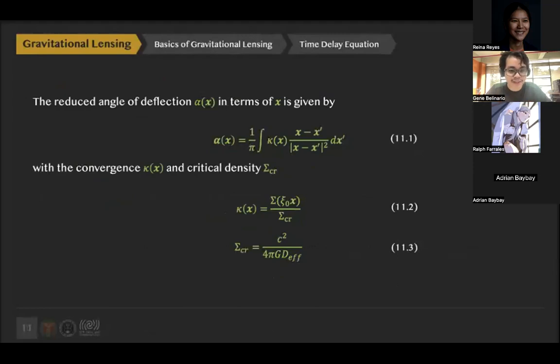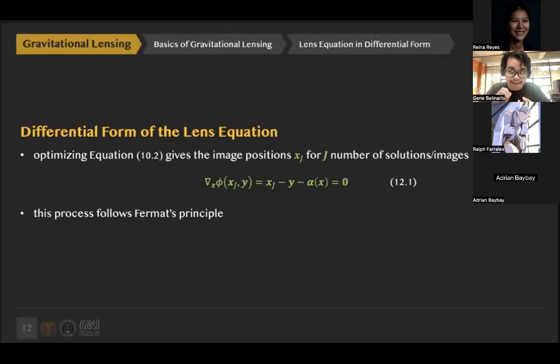Now, the reduced angle of deflection in integral terms is given by 11.1, where kappa of x is your convergence and sigma sub CR is your critical density. Now, the Fermat potential has a differential form. By optimizing equation 10.2, we can obtain image positions x_j for j number of solutions or images. This process follows Fermat's principle, where light will take the path that takes the least time to reach. In this case, the differential form of our lens equation is given by the gradient of our Fermat potential. So optimizing the gradient of the Fermat potential will give us the image positions for j number of solutions.